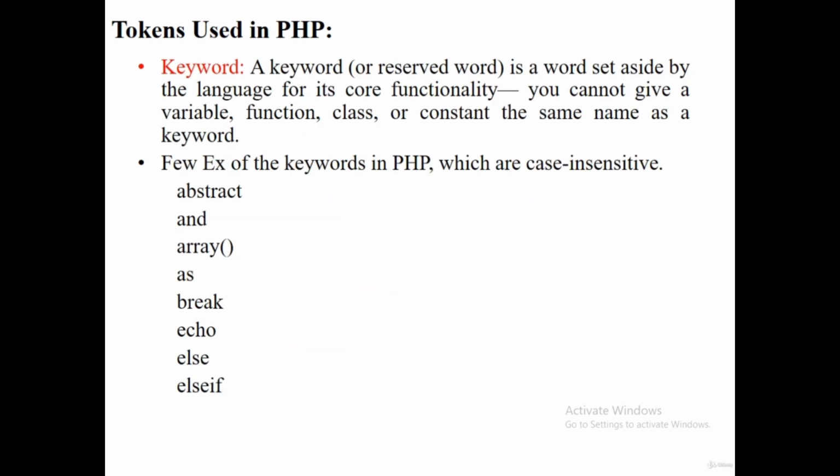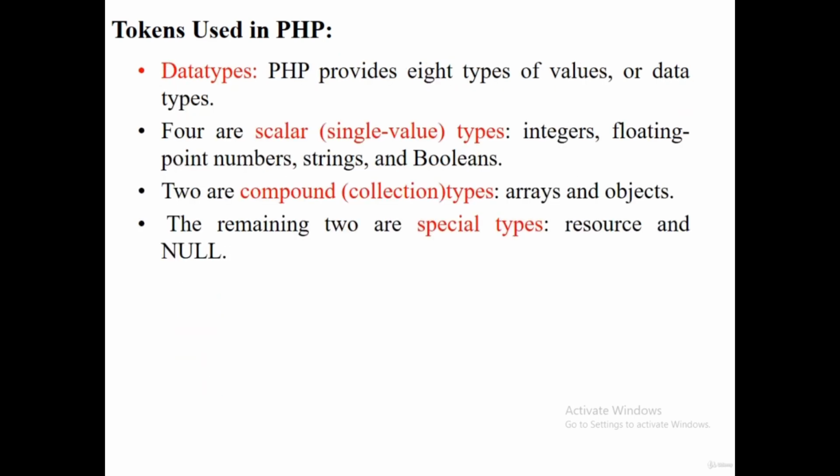The next token is keyword. A keyword or reserved word is a word set aside by the language for its core functionality. You cannot give a variable, function, class, or constant the same name as a keyword. For example, keywords in PHP, which are case insensitive, are abstract, and, array, function, as, break, echo, and else. These are examples of keywords.